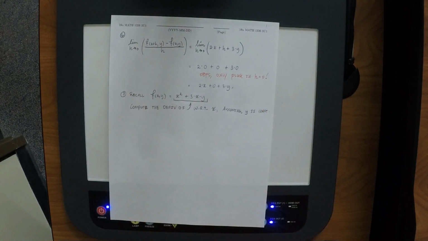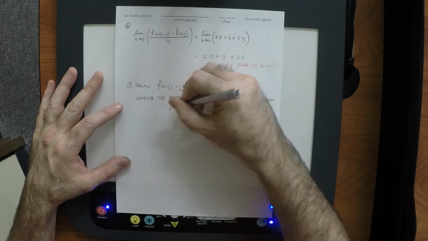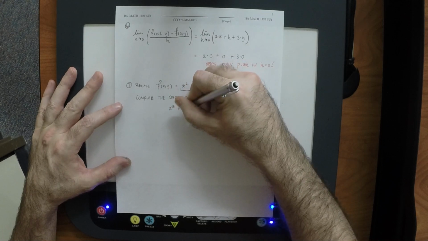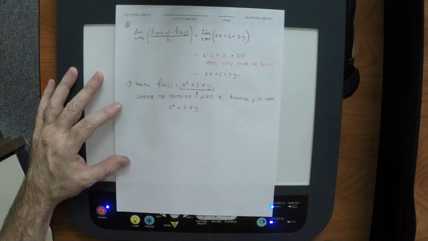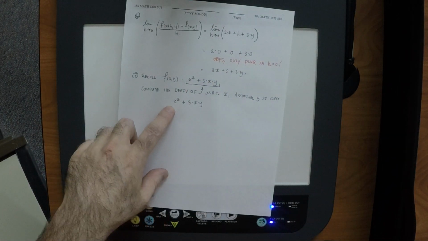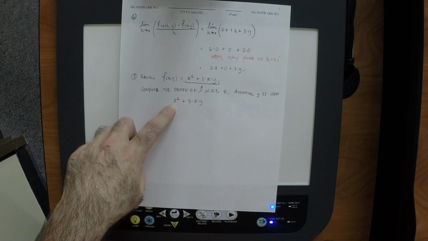So y is just something that is constant. All right. So if we take this x squared plus 3xy, we can just do it term by term. So what's the derivative of x squared with respect to x? 2x.